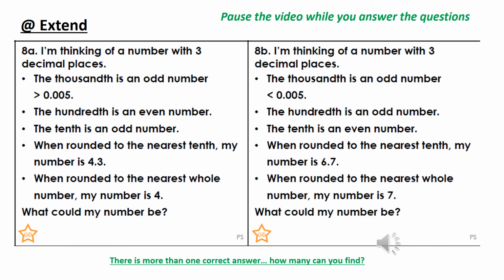Here is your final problem-solving challenge for the day. So we are looking for 2 different numbers here. Make sure you read the clues about the numbers very carefully. It might be worthwhile using a place value grid to place each of the digits so that you don't get confused about which place value column the numbers are going in. Pause the video while you answer.